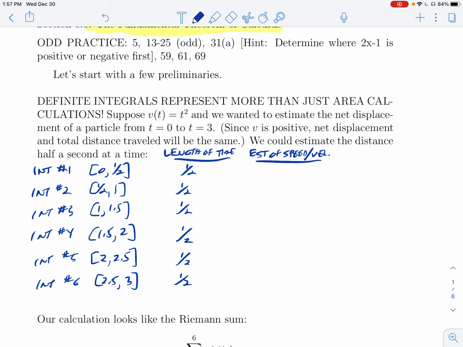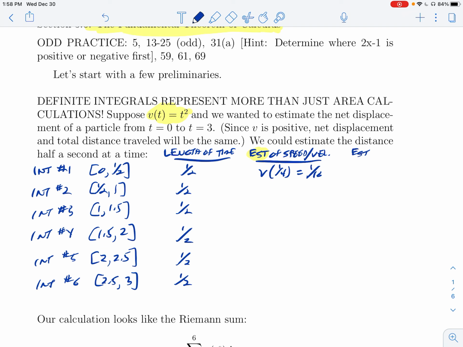So here it's an estimate. We know that velocity is not constant, but we could take a little snapshot. We could say, all right, over the course of a half second, the velocity probably won't change by all that much. So let's just pick the middle. What's the velocity at time when the clock says 1/4 of a second? And our velocity function just squares things, that's 1/16.